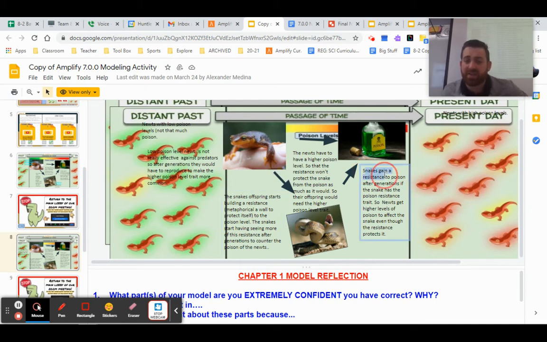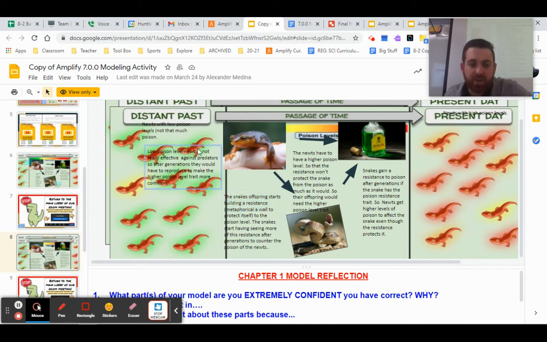In here, they talk about how snakes gain resistance to poison. Well, we're not talking about snakes. We're talking about newts. We need to explain the newts and their cause and effect relationship with the environment, not the snakes. The newts have a higher poison level so that the resistance won't protect the snakes from the poison as much as it would. Again, they're explaining a lot with the snakes. I don't understand why they continue to do this, but we need to explain how the newts are affected by their environment, not the snakes. The snakes' offspring start to build a resistance. Again, we're talking about snakes, not the newts.